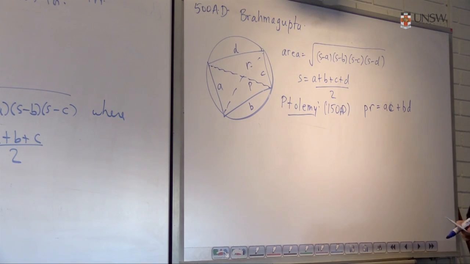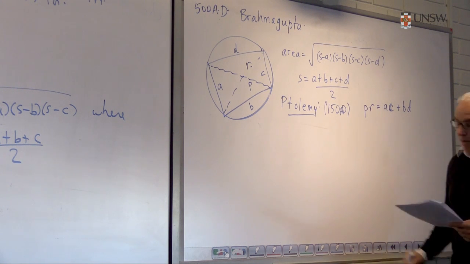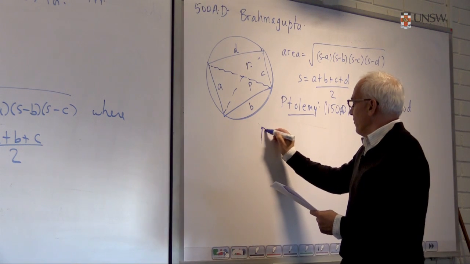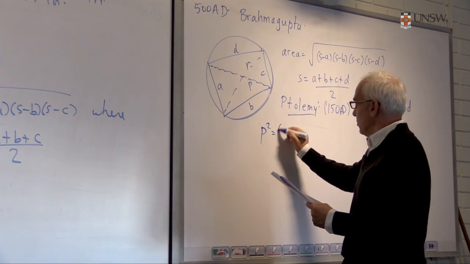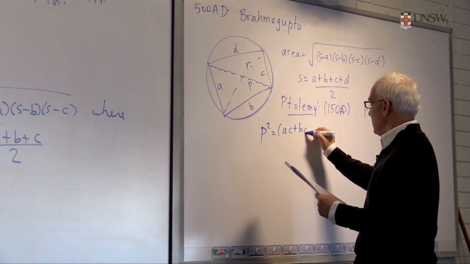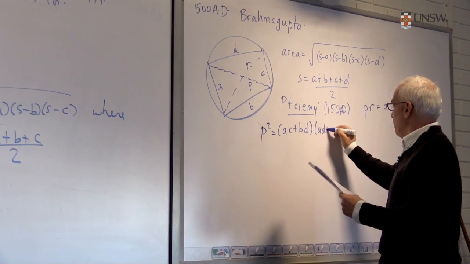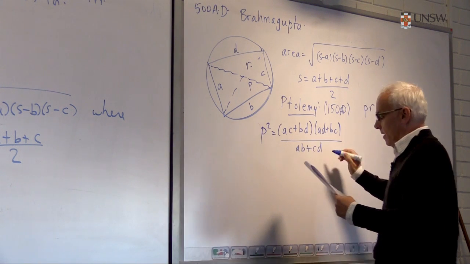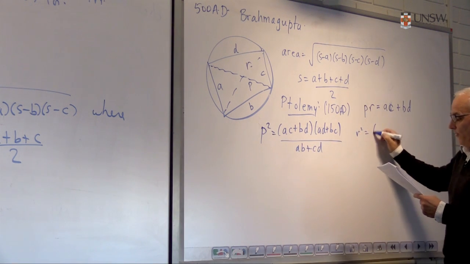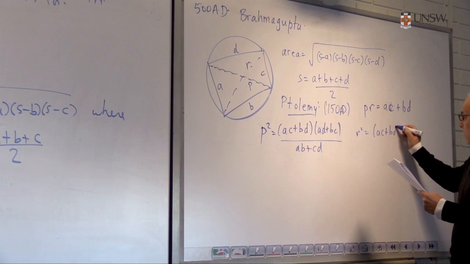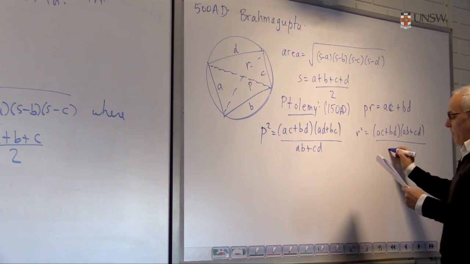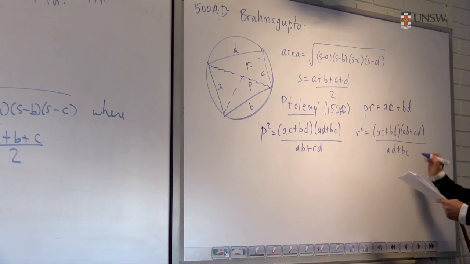All right, so these are the most famous formulas for cyclic quadrilaterals. But Brahmagupta, in fact, also discovered more things. So Brahmagupta also discovered that P squared is equal to (AC plus BD) times (AD plus BC) all over (AB plus CD), and that R squared equals (AC plus BD) times (AB plus CD) over (AD plus BC).